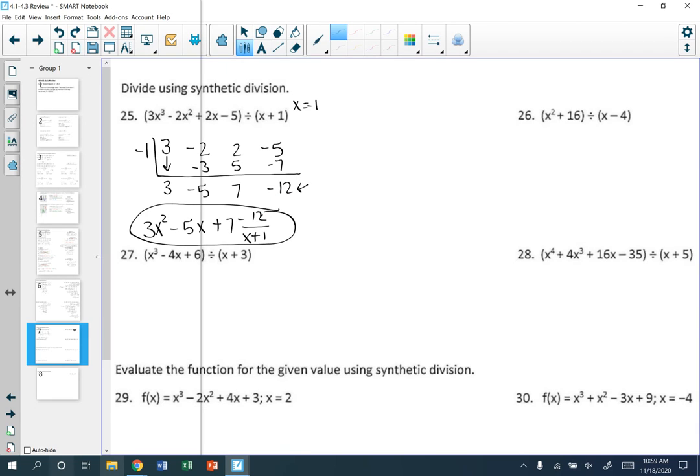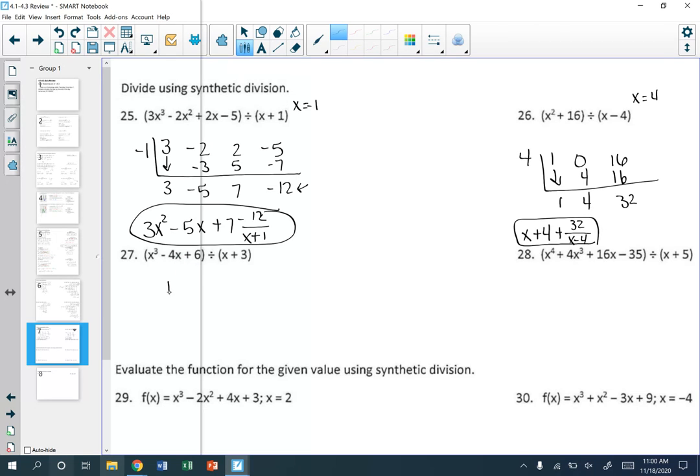Okay, moving on. Here we have x squared. Notice, looking at just the coefficients, our x term, we still need a placeholder, so we put a 0 there, and then that would be 4, right? We'd have x equals 4. Your 1 just goes down. 1 times 4 is 4. Add, 4 times 4 is 16. Remember, we're adding here, so we get 32. And our answer is x plus 4 plus 32 over x minus 4.